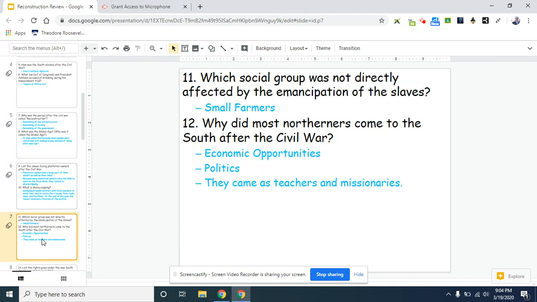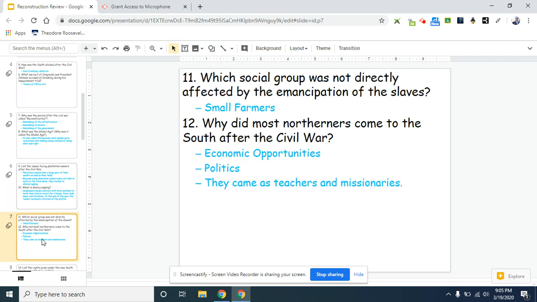Let's see. Number 11. Which social group was not directly affected by the emancipation of the slaves? Well, small farmers. Small farmers were already competing with big plantations, and they had to maintain that level of competitiveness back then. So, what's really the difference at this point? As a matter of fact, there's a little bit more overhead at that point for the big plantations, because now you at least had to pay your workers something. So that actually probably made the poor people a little bit more relevant in the market, being able to sell their product at a more competitive price.